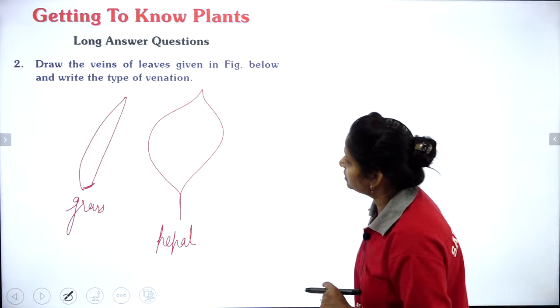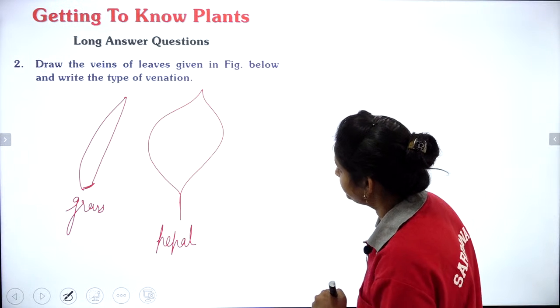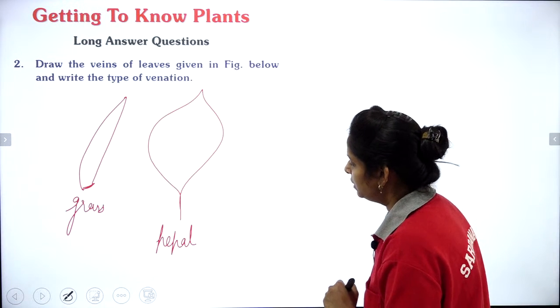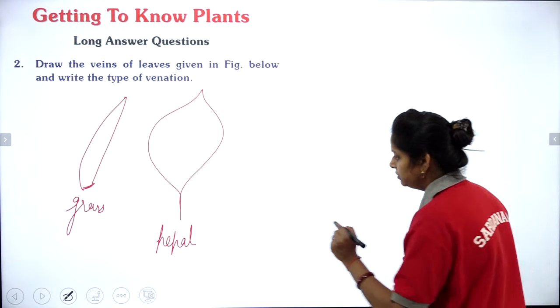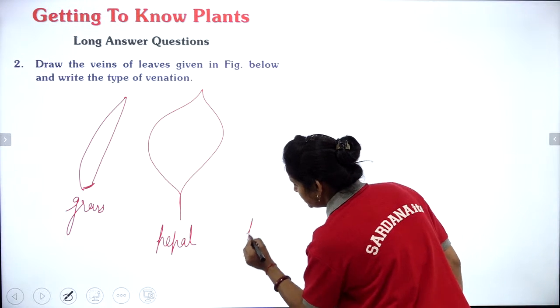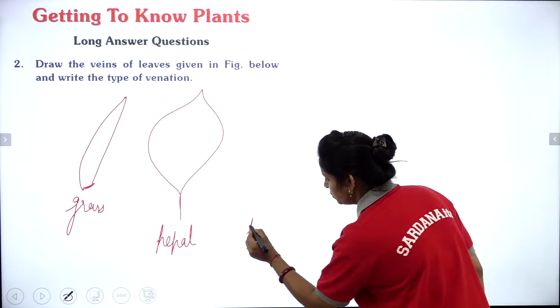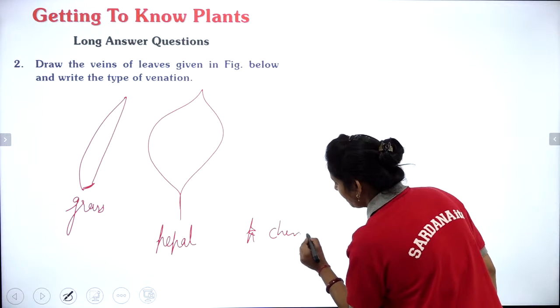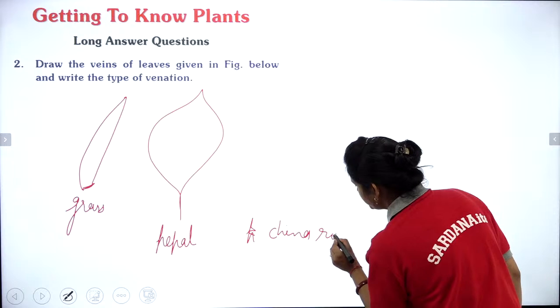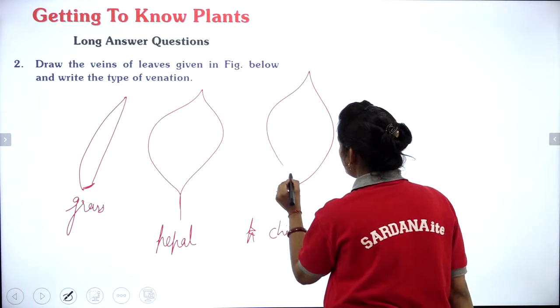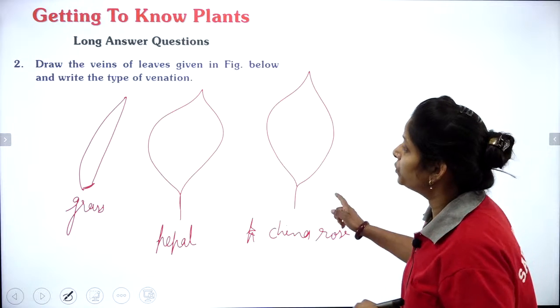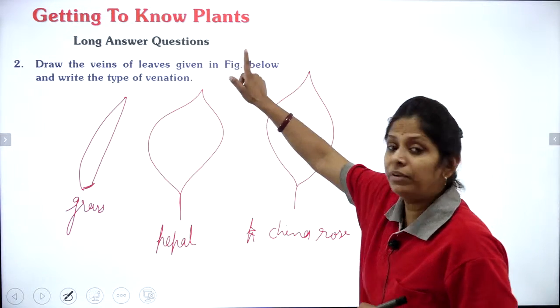Okay, and then after one more is there. Yes, plant of hibiscus. You can say China rose also. Okay, so it has the same type of leaf. What you have to do, draw the veins of leaves.